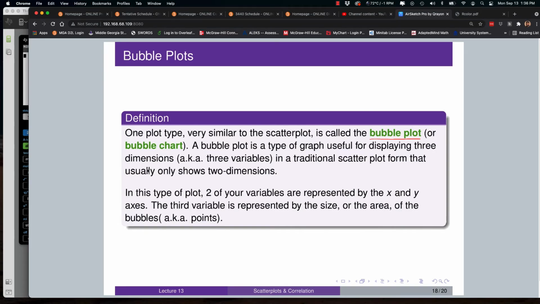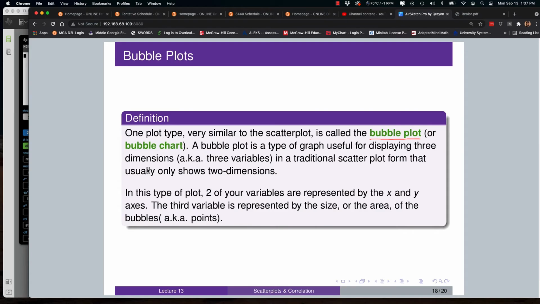So in a traditional scatter plot form, that would show just those 2 dimensions. But this is one of the few acceptable ways to show 3 dimensions on a 2-dimensional page. Unlike the 3-dimensional bar graphs we saw, which are bad because they're hard to read, these are not as bad to read, and they also give us additional information. So this is a good way to show 3 dimensions. In this type of plot, 2 of your variables will be represented on the x-axis and the y-axis. And the third variable will be represented by either the size or the area of the bubbles, or the points on your plot. So the bigger the value, the bigger the bubble. The smaller the value, the smaller the bubble.